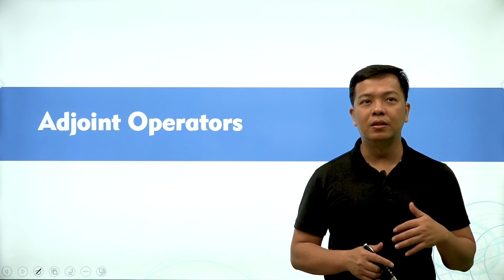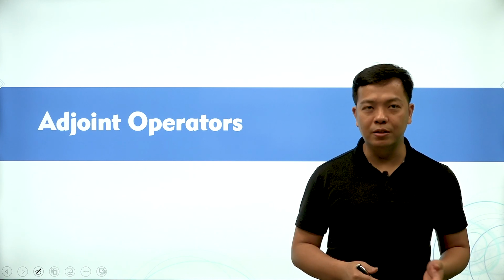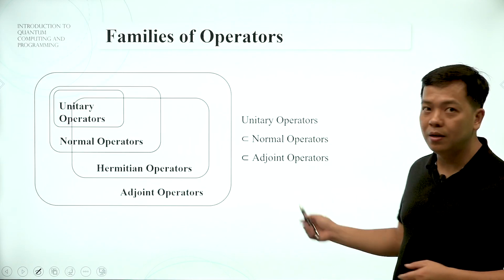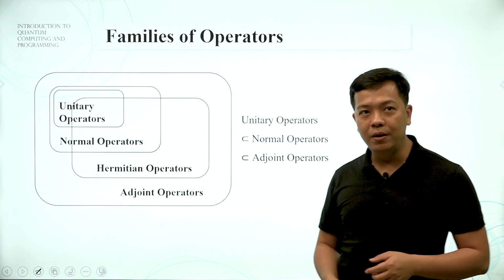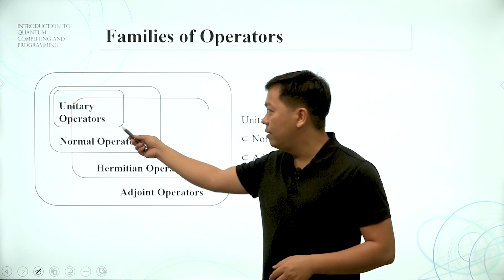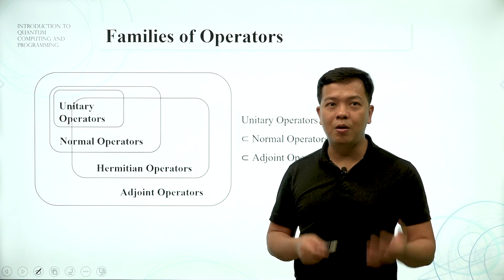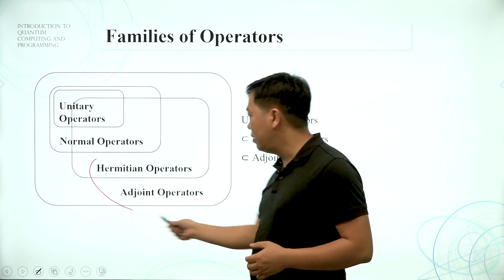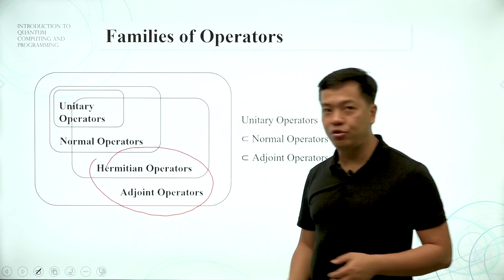Today we will look more at the last operator: the adjoint operators. If you see in this figure, we already learned about the unitary operator and the normal operator. Today we will learn more about the Hermitian operator and the adjoint.